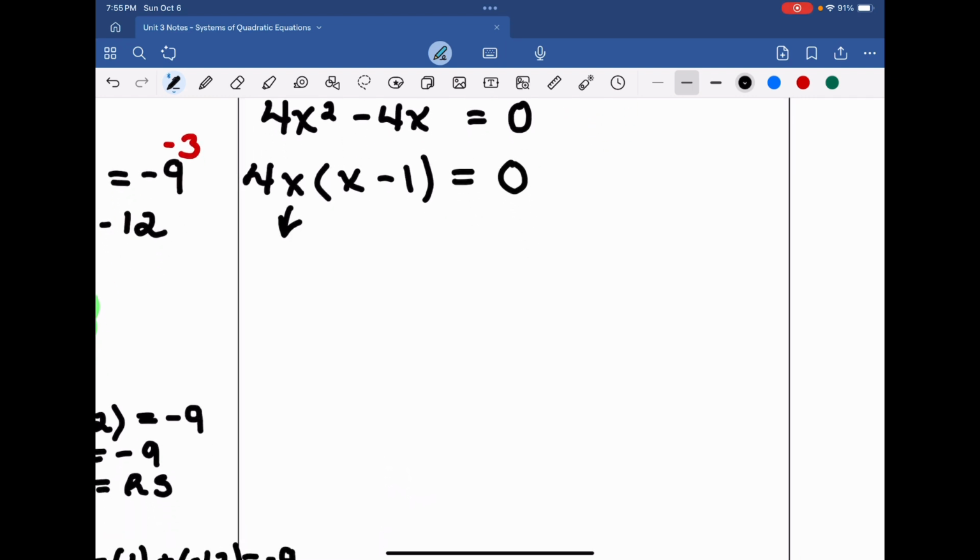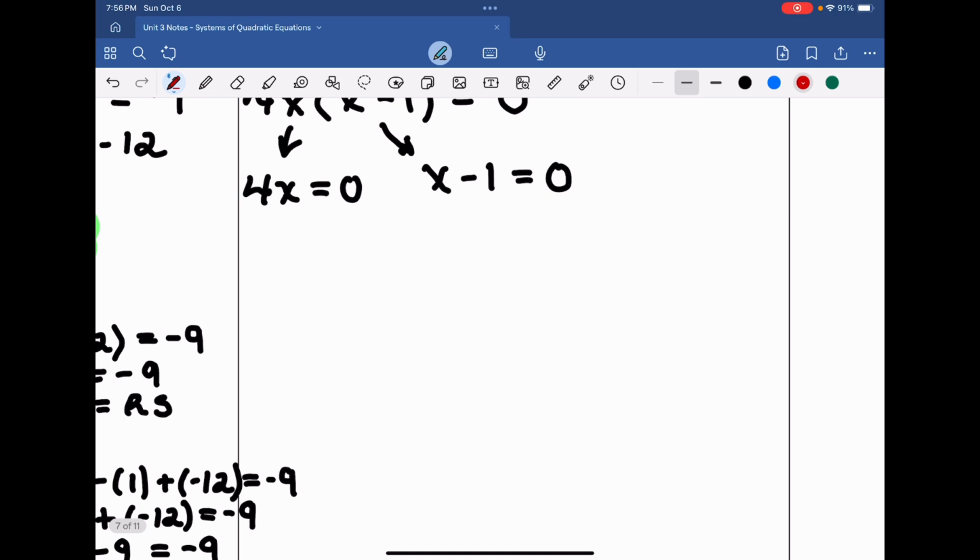Now I take these independently. The 4x is equal to 0. I take the other factor, which was x minus 1, and set it to 0. And let's just make sure I take a second to make that a little neater. There we go. Perfect. Now I'm going to divide both sides by 4 on the left-hand side equation. When I divide both sides by 4, I get x is equal to 0. And then on my other side, if I add 1 to both sides, because I want to isolate the x, I'm going to end up getting x is equal to 1.